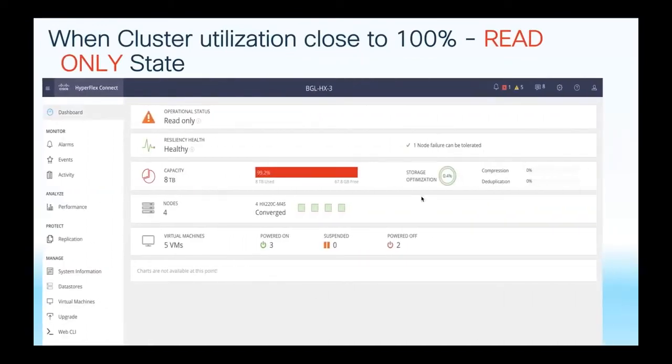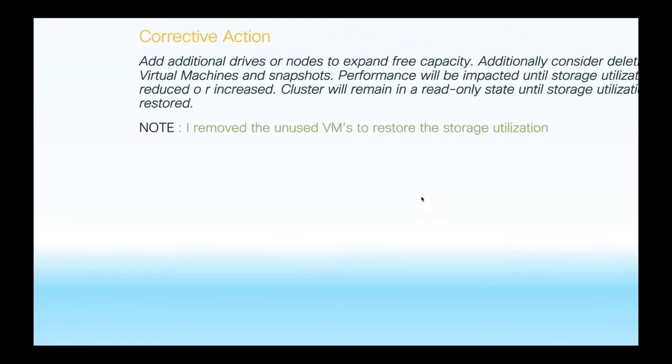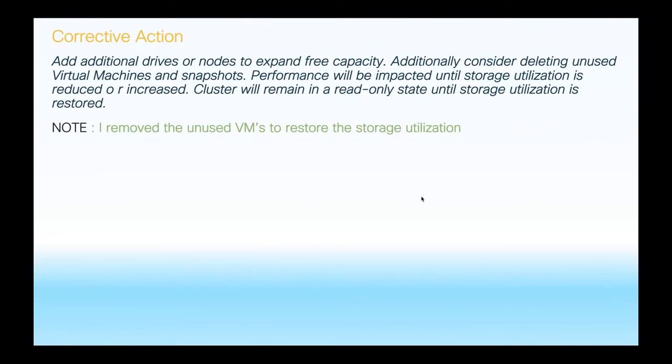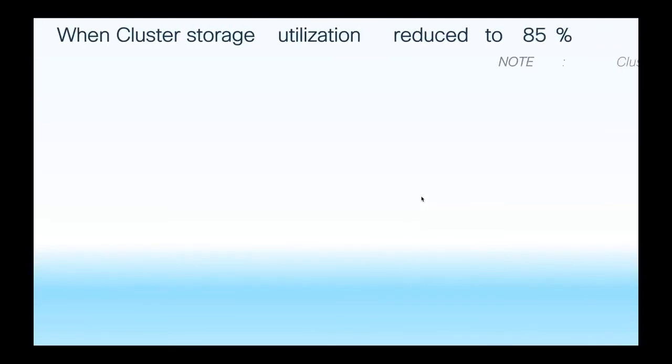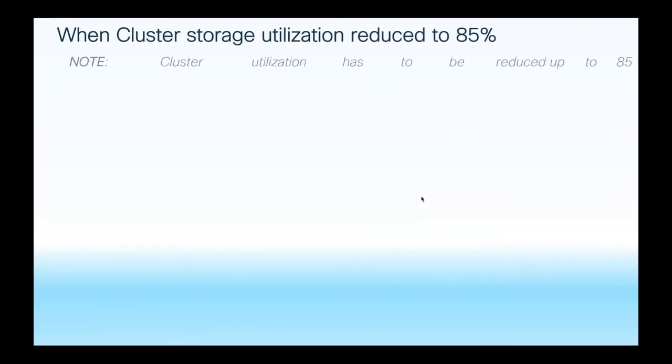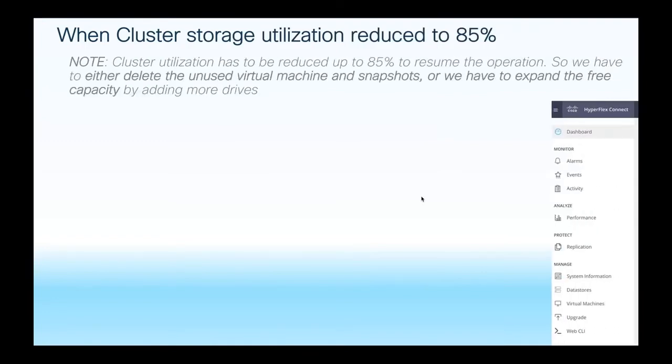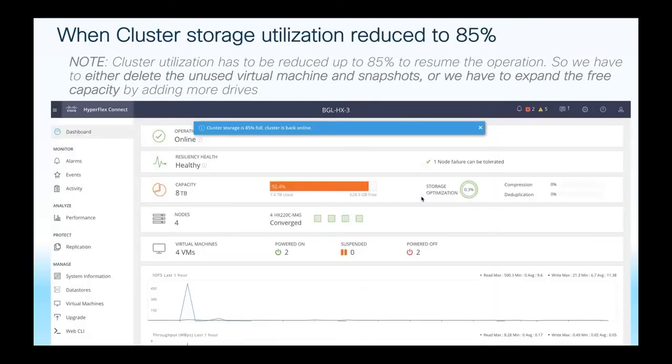If the user still continues using the cluster and it crosses 99% or above, that's when the cluster will become read-only and we will not be able to perform any action. The immediate step to be performed is we need to act. We need to delete unused snapshots and virtual machines or add additional drives to resume the operation. Once we take those corrective actions and the cluster utilization reduces to 85%, that's when the cluster will become online.